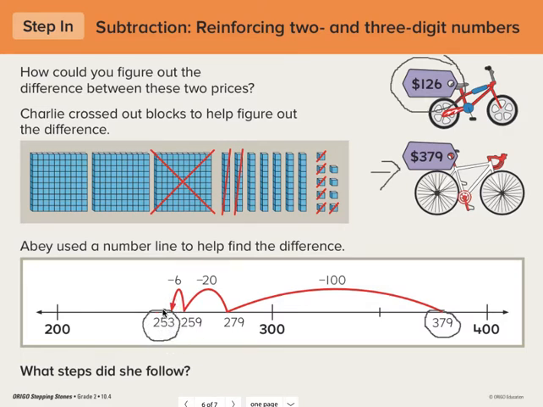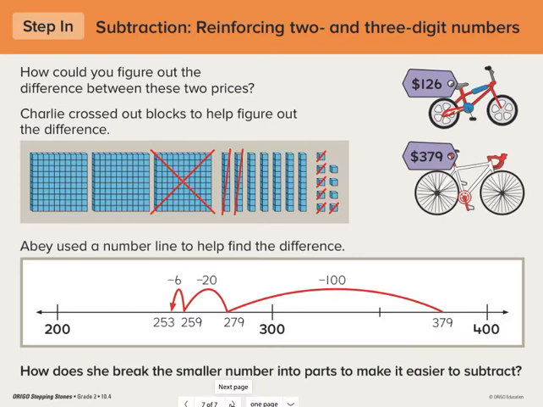Okay, so then what? So we get the answer 253. And that represents the difference between the two prices. How does she break the smaller number into parts to make it easier to subtract? What are the different parts she broke the number into? Let's see. She broke it into a 100, a 20, and a 6. So she altogether subtracted 126, but she broke it up into hundreds, tens, and ones.